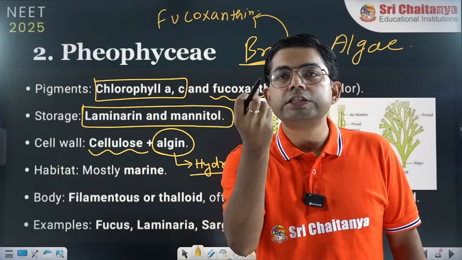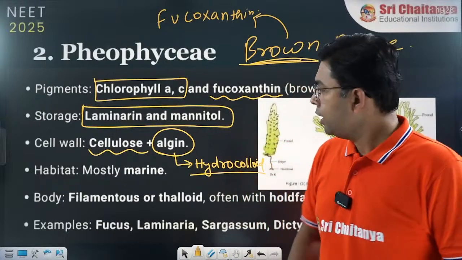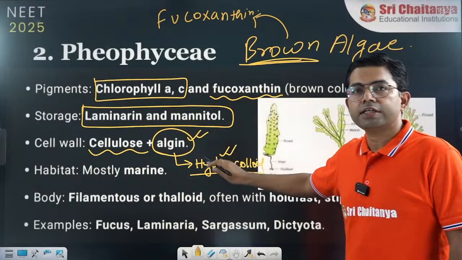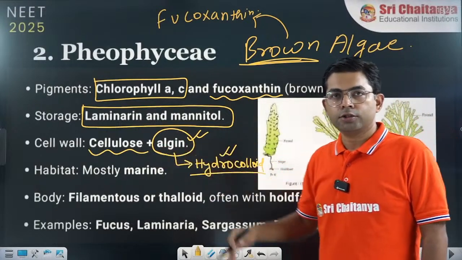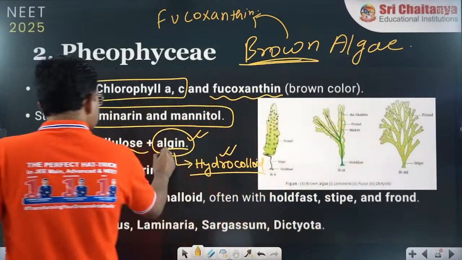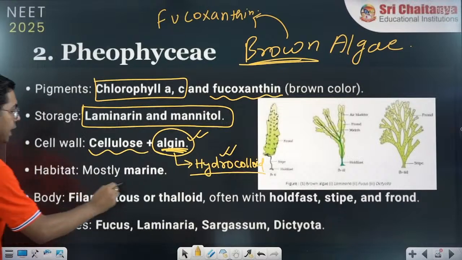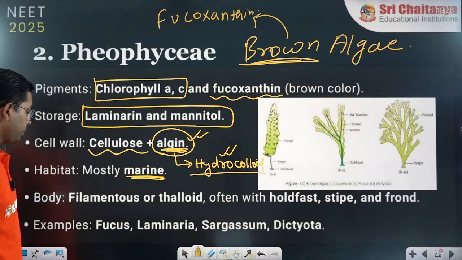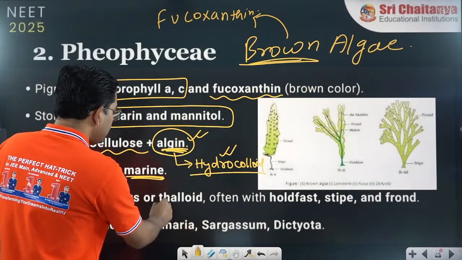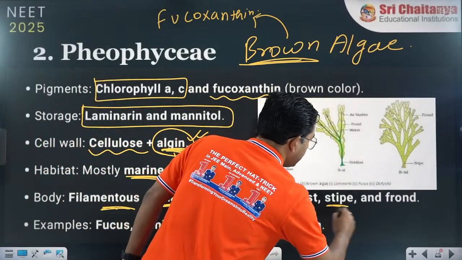Means they will give a jelly-like base. Anything which has to be made jelly-like, it is used. So algin is a hydrocolloid. It is used in ice cream and jellies to make the base out of it. So remember algin, we consume algin in some of the food. Then habitat is mostly marine. Their body is filamentous, as we can see. Then thalloid, often with holdfast, stipe and frond.